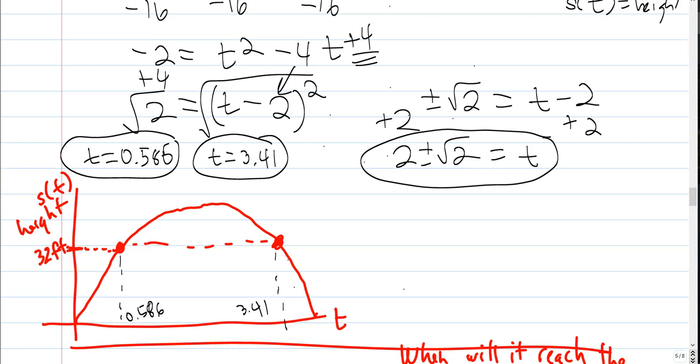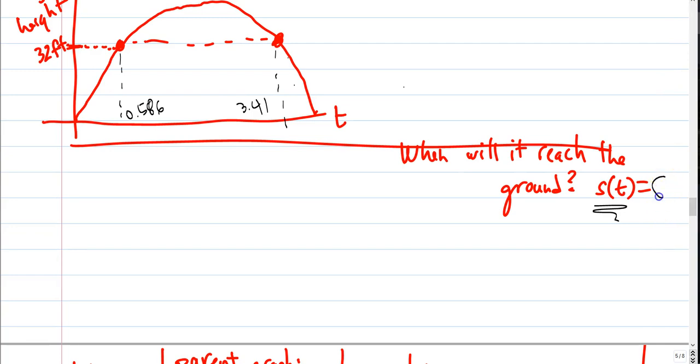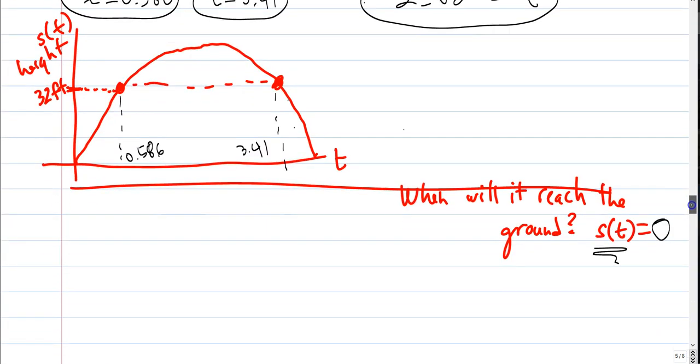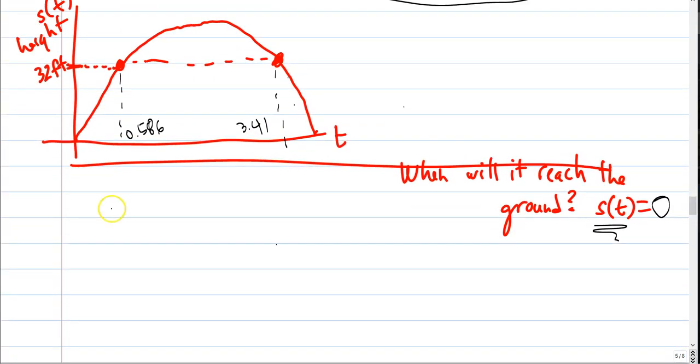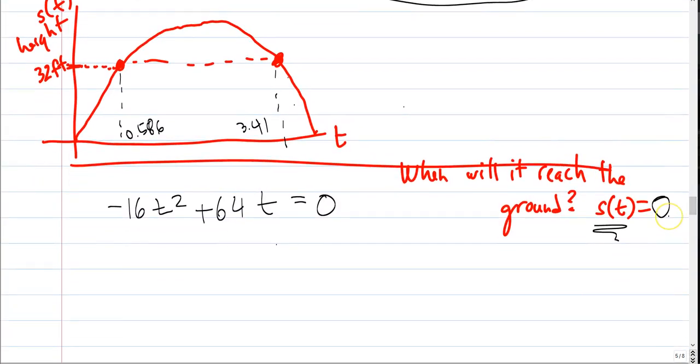The only other question we would ask from this is when will the ball reach the ground? Well, what does that mean the height is going to be? When it hits the ground, the height is 0. So I'm going to take this formula, negative 16t squared plus 64t, and set it equal to 0. Make sure that's right. Negative 16 plus 64. How are we going to solve this?